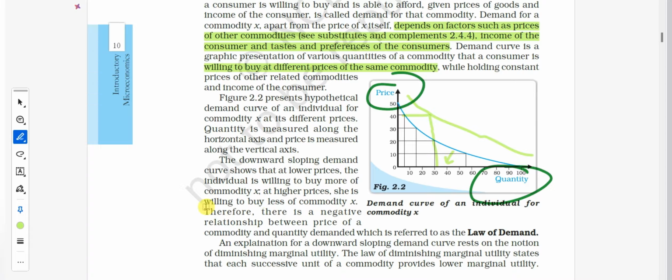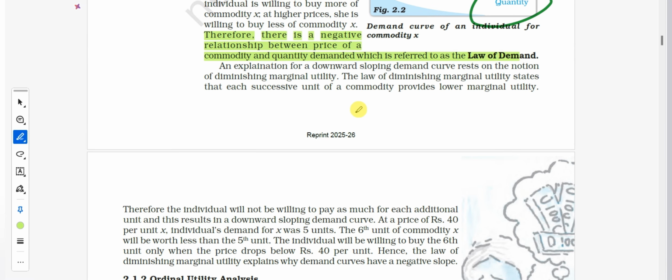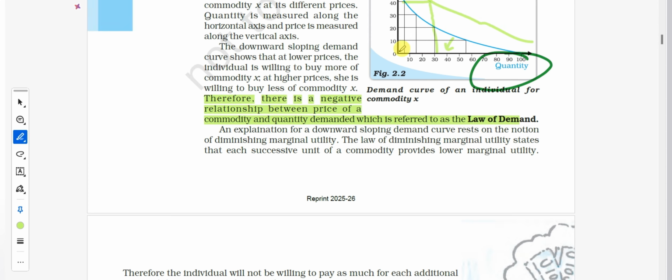So overall, the law of demand says that the negative relationship between price and commodity is the law of demand. Further, the law of diminishing marginal utility is the prime reason for the downsloping curve, because as we consume more of a commodity, the marginal utility of the product falls, and that is why we eventually tend to pay less for more of the quantity.